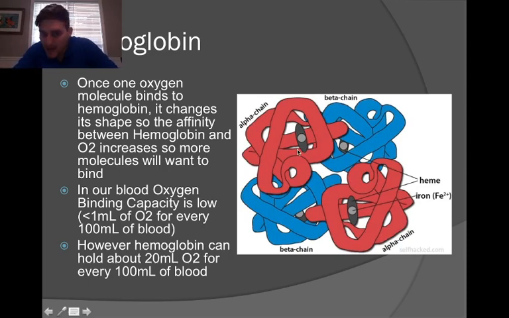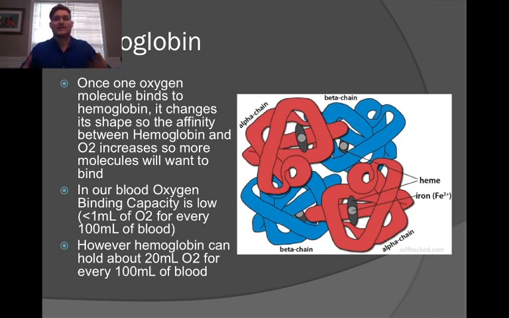So as one oxygen molecule binds to one of these chains in hemoglobin, the affinity or the attractiveness to oxygen is going to increase, and it's going to be more likely that this red blood cell gets more oxygen bound to it. Again, our oxygen binding capacity in the plasma itself is very low, less than a milliliter per 100 milliliters of blood. But since we have these red blood cells, that hemoglobin is going to be able to hold on to around 20 milliliters of oxygen per 100 milliliters of blood.